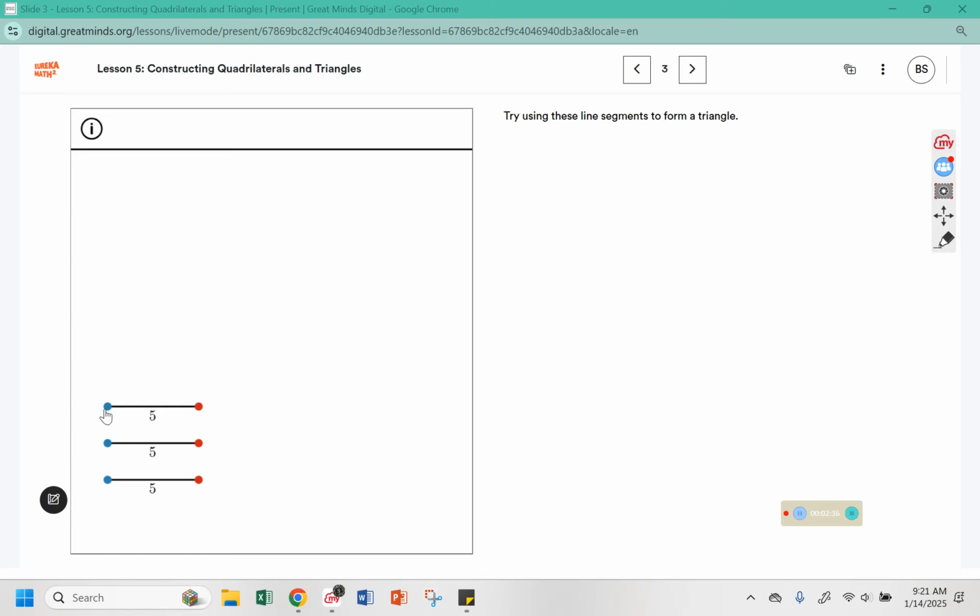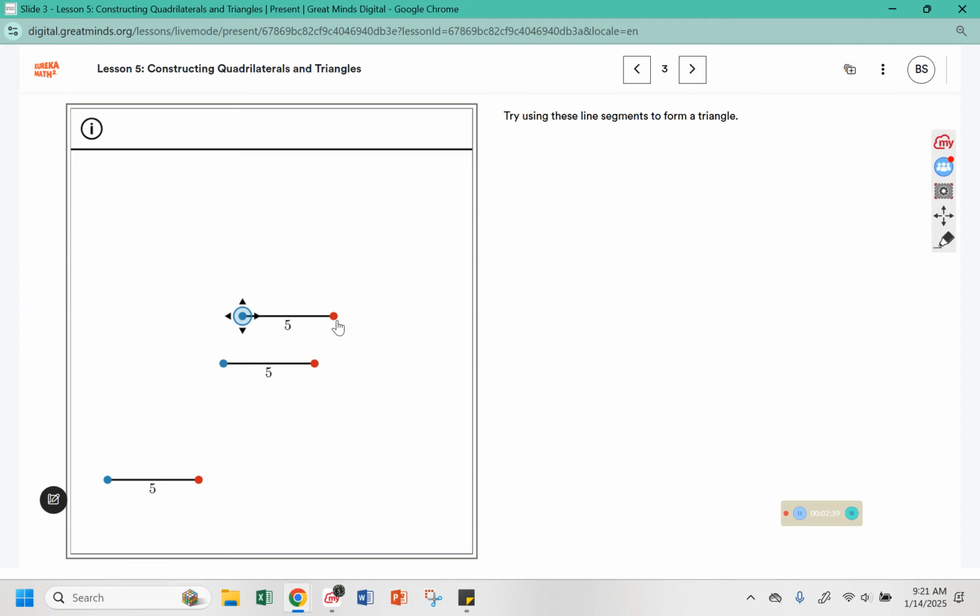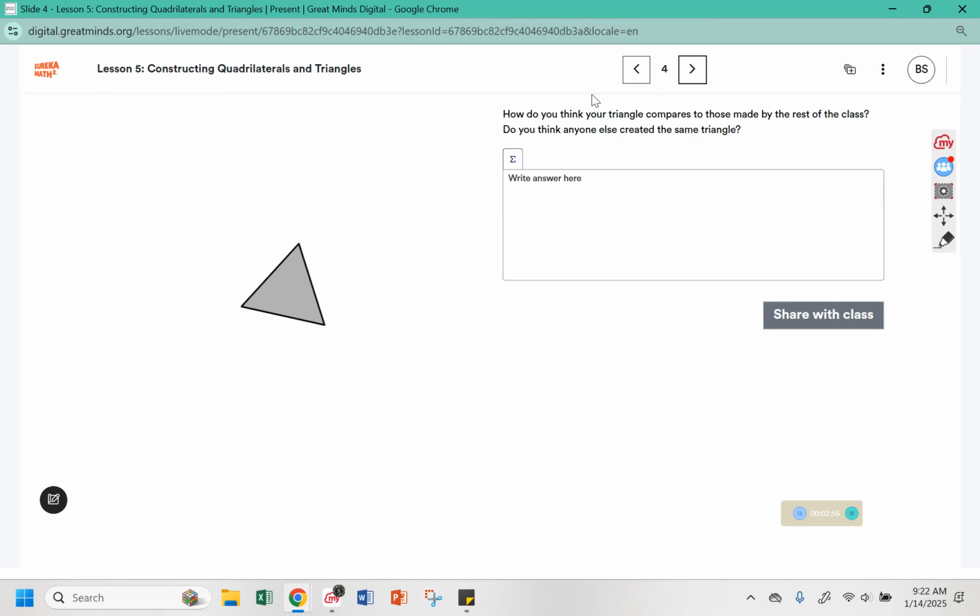Try using these segments to form a triangle. How do you think your triangle compares to those made by the rest of the class? Do you think anyone else created the same triangle? Well, since they are all 5 units long, I created what's called an equilateral triangle. And I do think that my classmates will have the same triangle on theirs because I could only get it to line up in one spot.